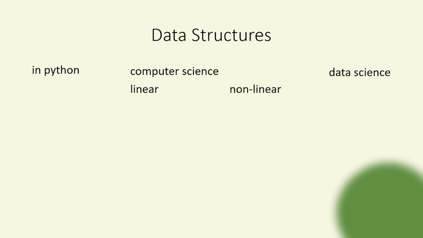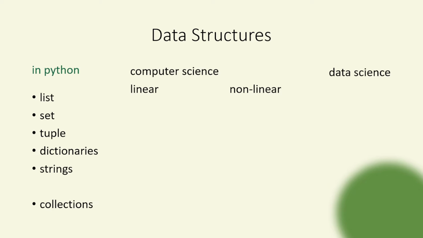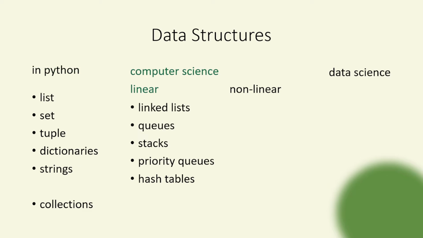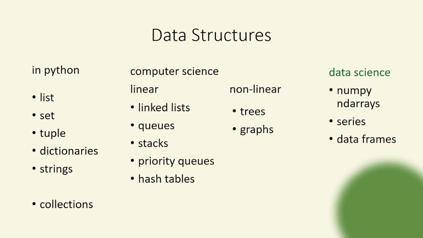In Python we have the lists, we also have the set, tuple, dictionaries, we use strings for characters, and we also have collections. Now we're going to look at data structures in computer science as well, where we have linear data structures and non-linear data structures. Now the list can help us with several of these. And in data science we have ND arrays, series and data frames. So we have a wide range of data structures.